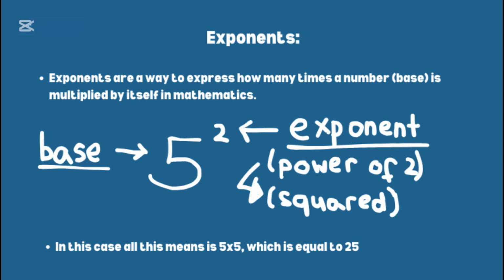First of all, let's explain what exponents are and what they mean. Exponents are a way to express how many times a number, which is called the base, is multiplied by itself in mathematics. In this example, the number 5 would be the base, and the number 2 the exponent. Because the exponent is a 2, we can refer to the number as 5 to the power of 2, or 5 squared. So all 5 squared means is 5 times 5, which is equal to 25.